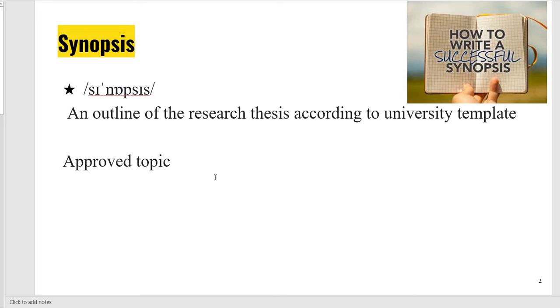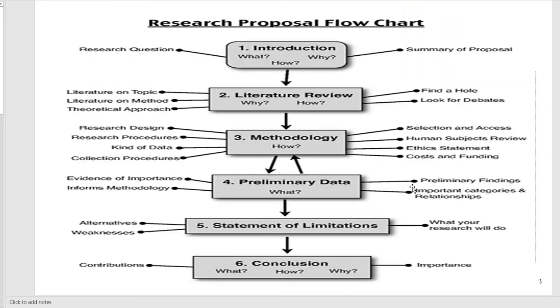Some students start writing a synopsis and afterwards they come to know that their topic is wrong. So, first of all, discuss your topic with your research supervisor and finalize it, and read some work about it, and then start writing a synopsis. So, you build the edifice of the synopsis on the basis of the research topic.